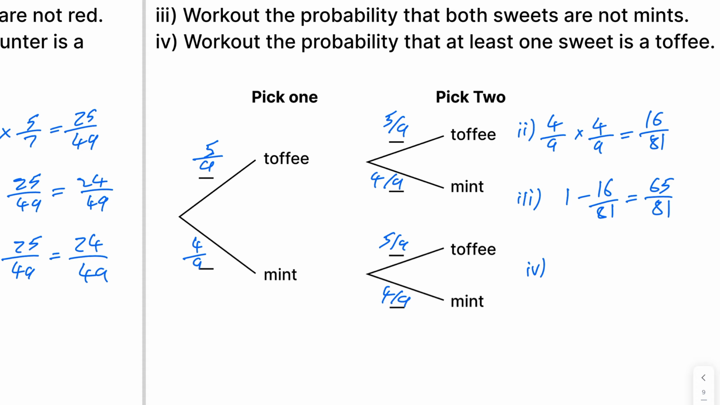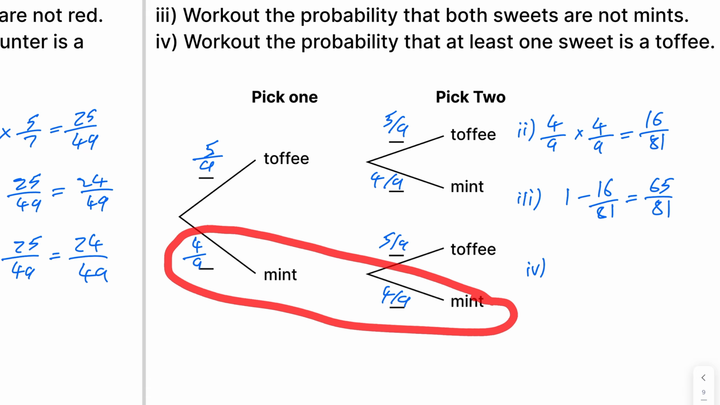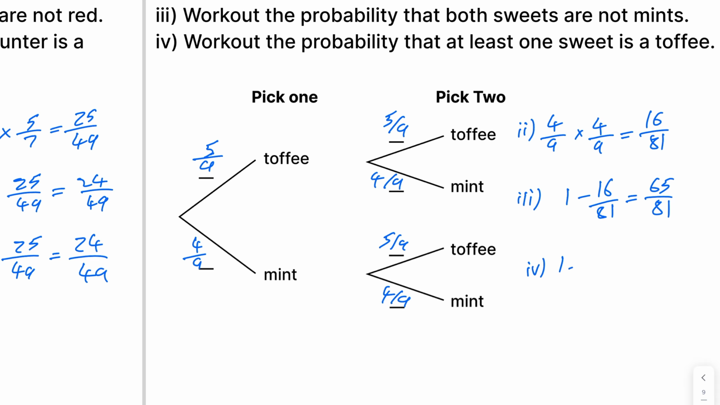And work out the probability that at least one sweet is toffee. So at least one sweet is toffee means you can have a toffee and toffee, you can have a toffee and mint, or you can have a mint and toffee. Now the only thing that you can't have is mint and mint. So the quick way of doing this would just be 1 minus what can't happen. So that'll be 1 minus the probability that it's mint and mint, and that's 65 over 81.